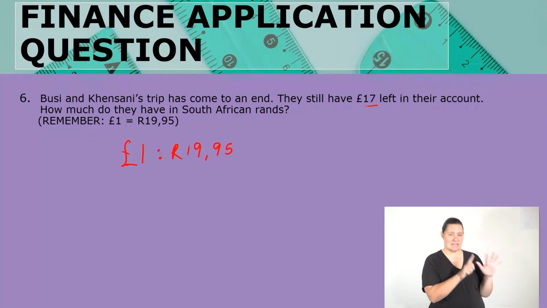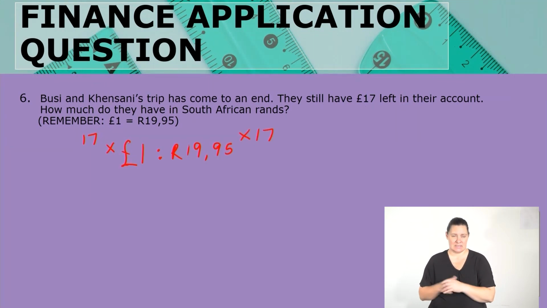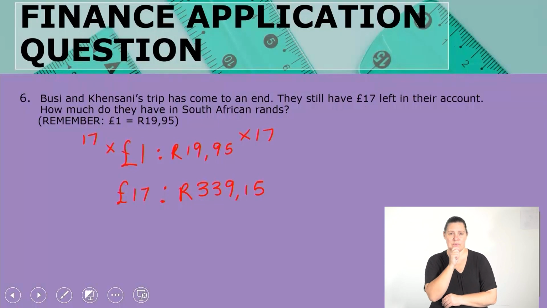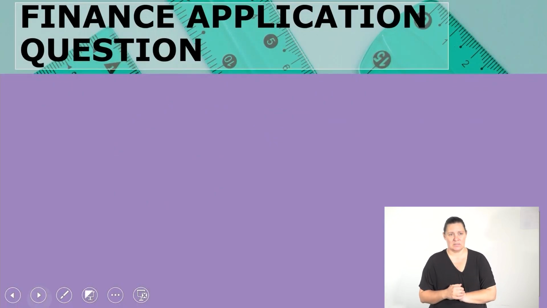So because they have 17 pounds left, we are going to multiply with 17. What I do on one side, I am going to do on the other side. We multiply by 17. That gives us 17 pounds is to, yes, 339 rands and 15 cents. Keep that value there because we are going to use it in our next question.